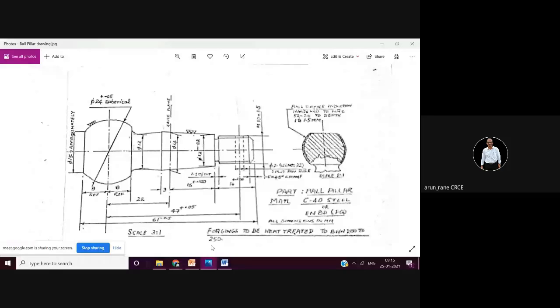Quantity is 10,000 pieces. So now you decide what will be the manufacturing sequence for this particular component. This type of question will be asked in the viva. First, you have to study the drawing.